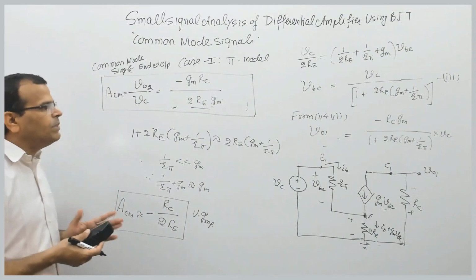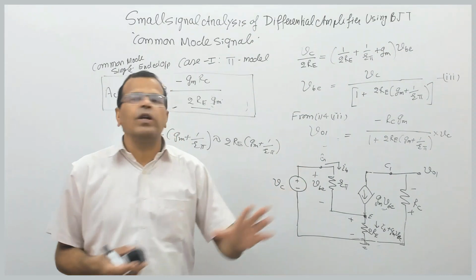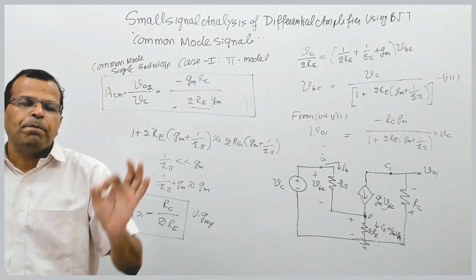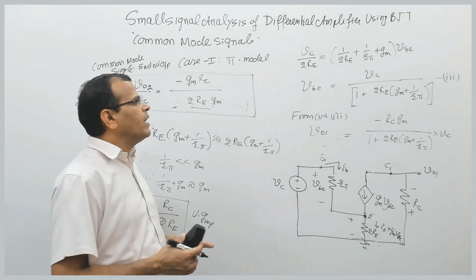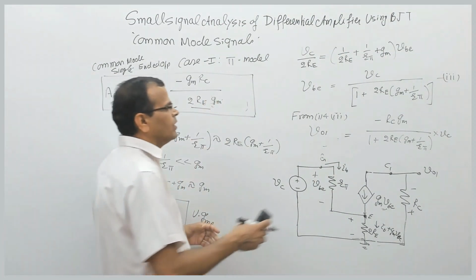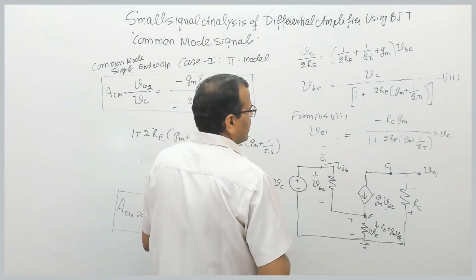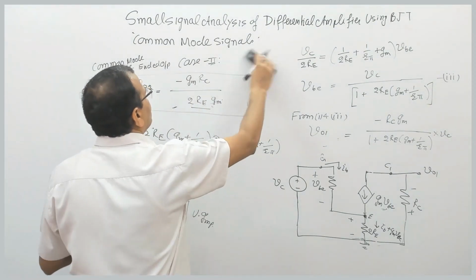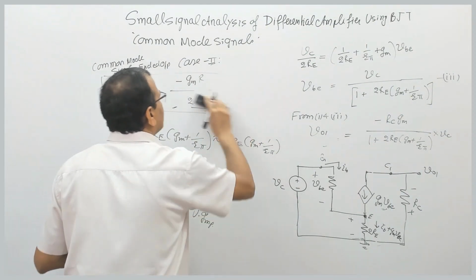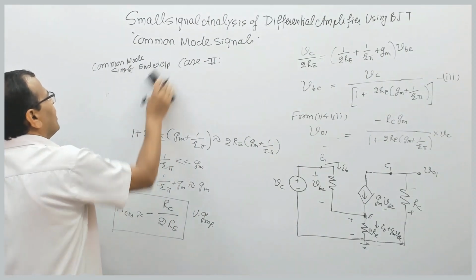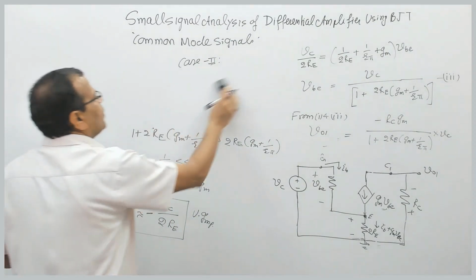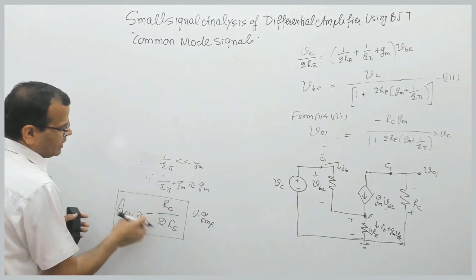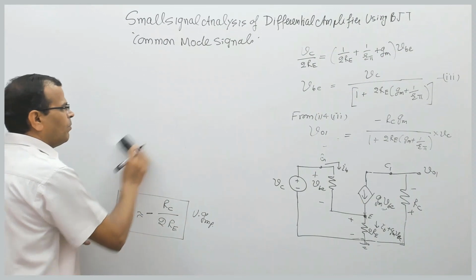Similarly, which model have I used here? I have used the simple hybrid pi model. I can analyze the same circuit using different parameters, that is case 2, using the approximate H parameter model. We will see that using the approximate H parameter model. But remember this expression. This is very important from the examination point of view.